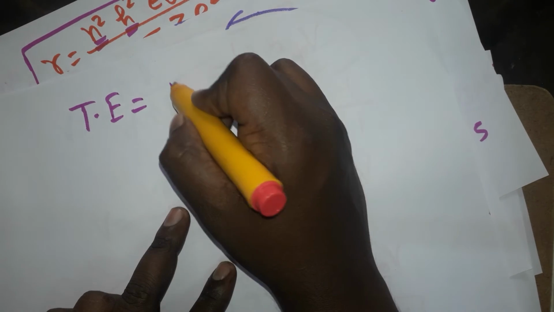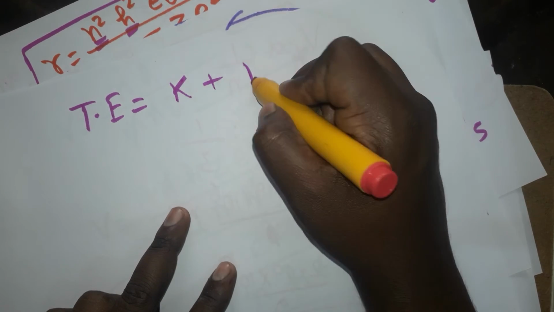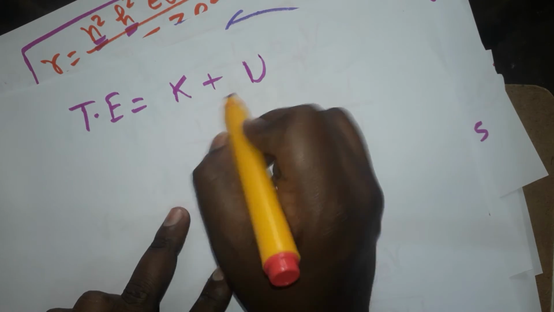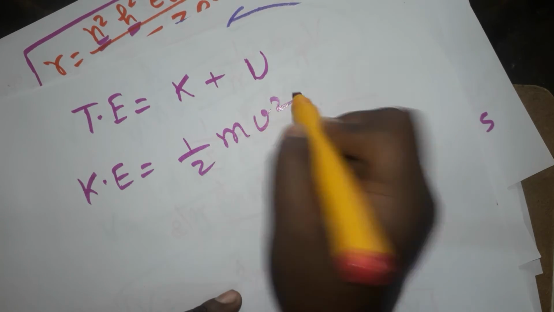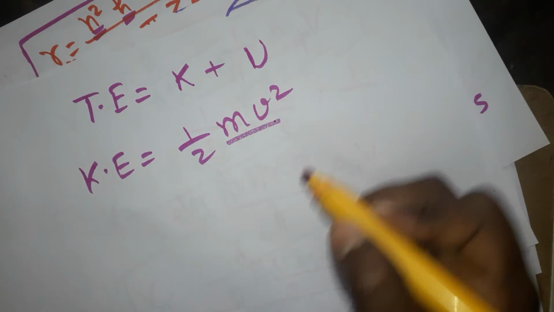Okay, next thing, total energy. Total energy is equal to kinetic energy plus potential energy. So U is the potential energy symbol, K is the kinetic energy symbol. First I will do kinetic energy. Kinetic energy is equal to half m v square. We need to find what mv square is.